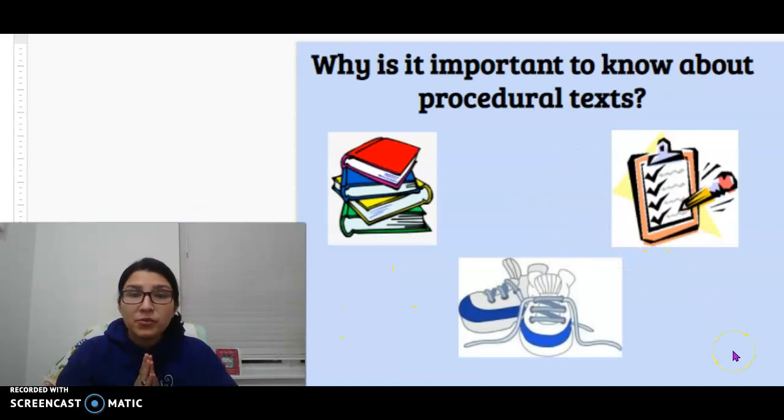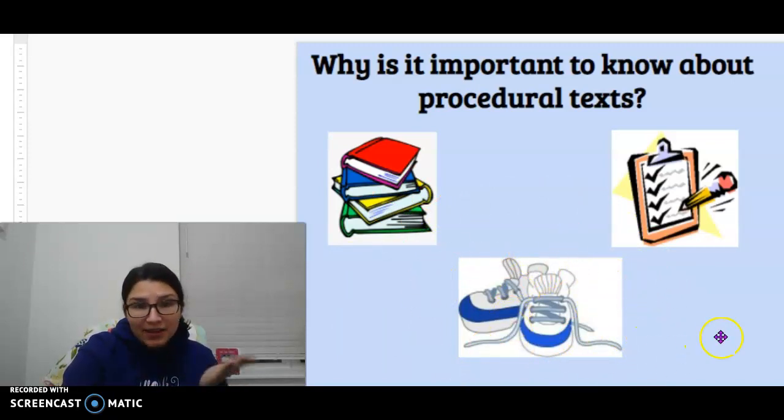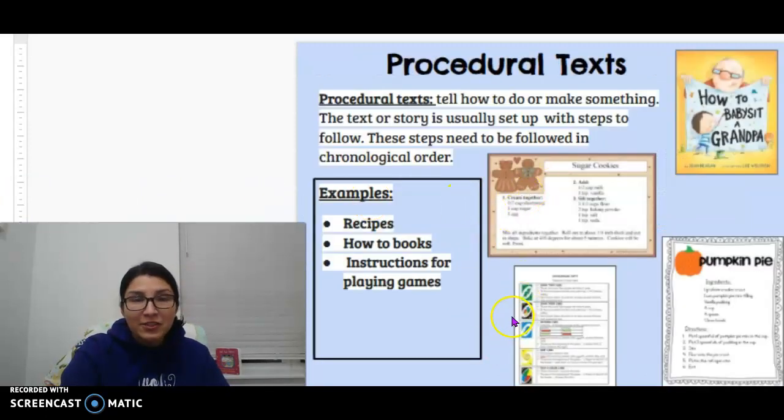why is it important we know about procedural text? Well, it is important that we know about procedural text because you may see them in your everyday life. For example, you may see them in the books you read or the read-alouds we read together, directions for an assignment, or how to tie your shoes, or maybe how to plant some seeds to grow a little plant, right? So there's so many different things that you use procedural text for, or you may see them in your everyday life.